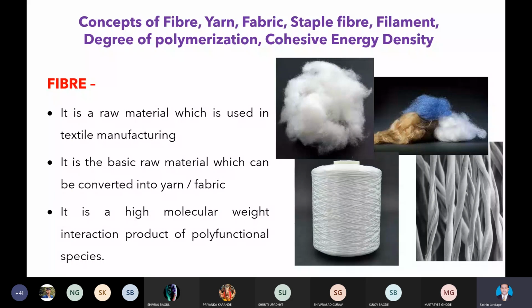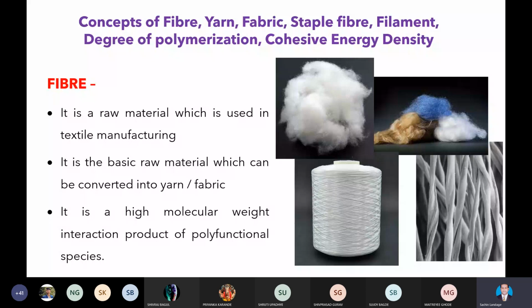Right now, the mask which you are using is made from non-woven fabric, or the various types of wipes which are used. So this is the non-woven fabric, which we are converting from fiber to fabric. No need to convert to yarn. So the intermediate step is not there in the case of non-woven.